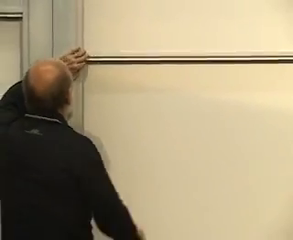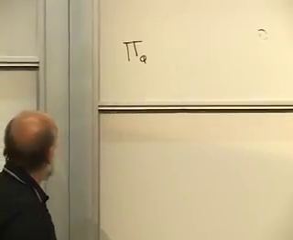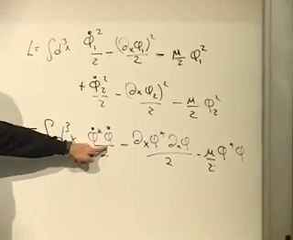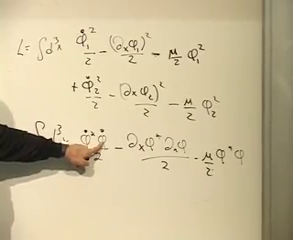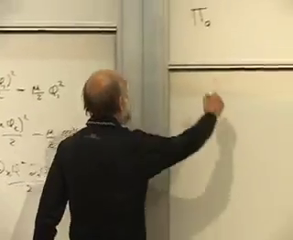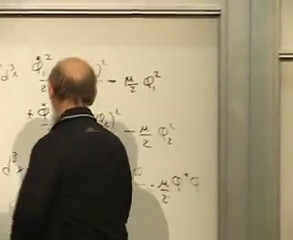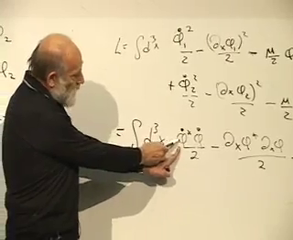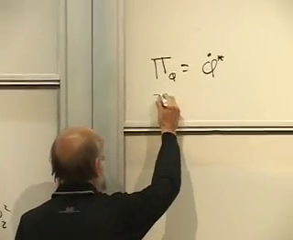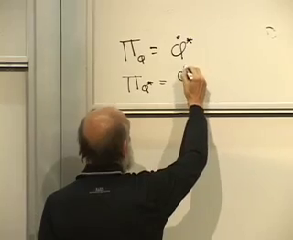So here's the idea. What is the canonical momentum conjugate to phi? Here's our Lagrangian. It's the derivative of the Lagrangian with respect to phi dot, right? That's its definition. But that's just phi star dot. So this is phi star dot. What's the canonical momentum conjugate to phi star? That's the derivative of the Lagrangian with respect to phi star dot. That's phi dot. Pi conjugate to phi star is equal to phi dot.